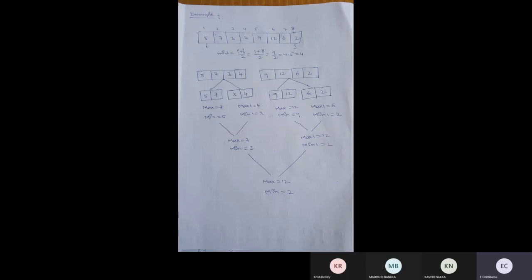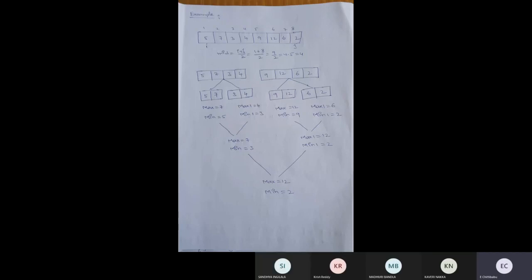This is the example. These are the elements in the array, right? Yes, sir. Initially, I value equal to 1. The first element is i, the last element is j. I value equal to 1, j value equal to 8.